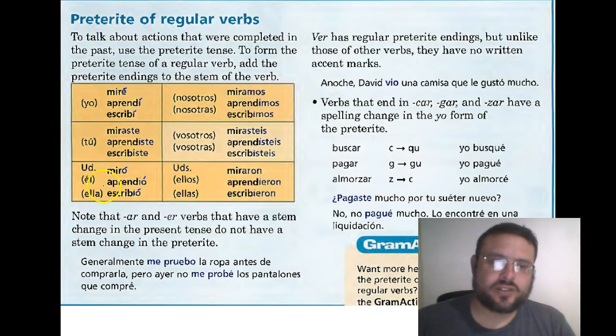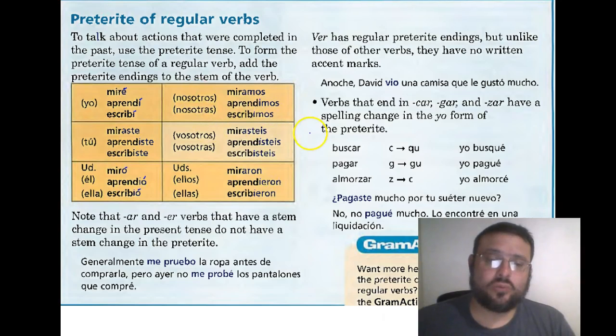Okay, now we move over to the plural side. We have nosotros miramos. So you see that the ARs do not change with the past and the present tense. It stays identical. Miramos. Aprendimos. You see with the ER verb, it changes to an I there. Aprendimos. And with escribir, it's the same as the present tense. Escribimos. So we are learning, present tense would be aprendemos. But we learned is aprendimos. So for the ERs, there is a change to look like the IR verbs.